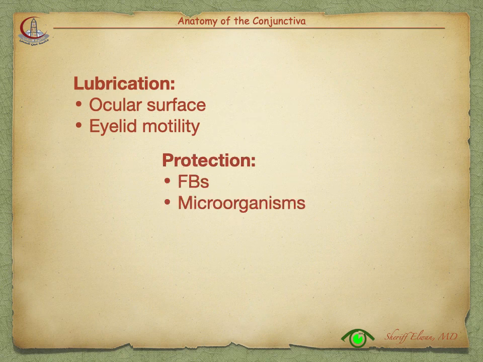The second function is protection from foreign bodies and microorganisms through the lubrication and through the secretion of immunoglobulins. And finally, it serves nutrition of the eye surface and the eyelids via the conjunctival blood vessels, and the ocular surface, the cornea, takes some nutrition from the tear film.